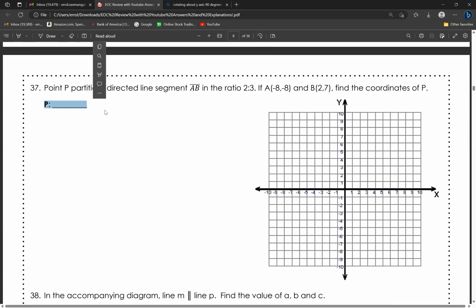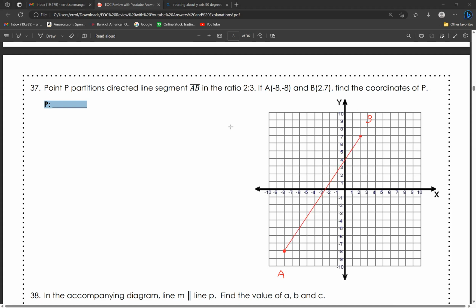You want us to do this? Okay, all right, let's do it in red. All right, so -8, -8, right? -8 is right here. 2, 7 is right here. So this one is A, and this one is B. Okay, so now let's draw a line, A to B.